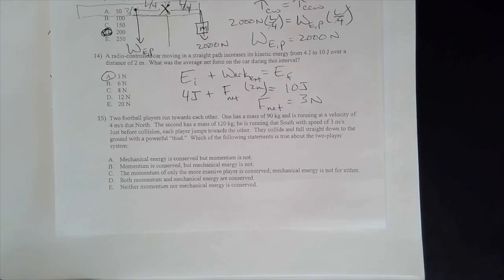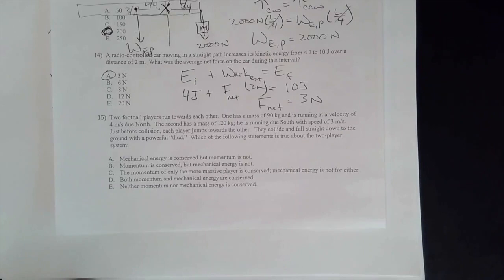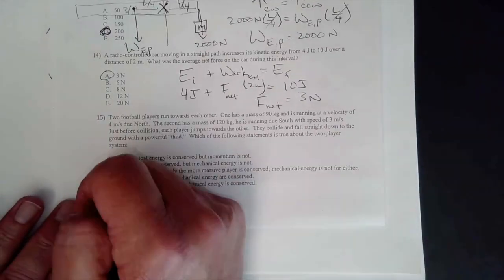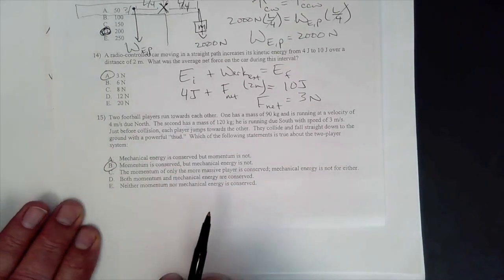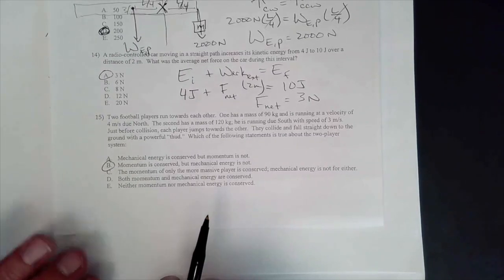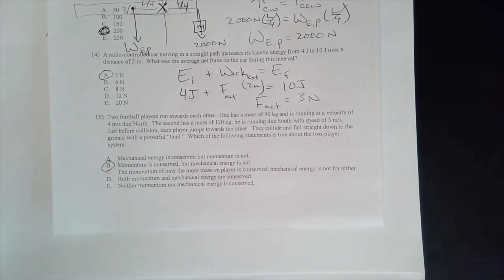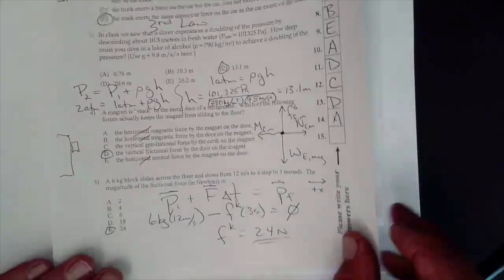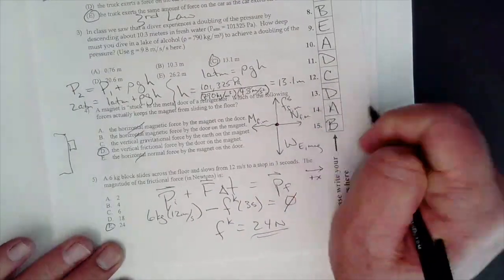This is exactly the same problem that we had in the other sample exam, only with Steve Iger and Greg Francis. And what we found is that the momentum is conserved, but mechanical energy is not. Okay, clearly you can see that mechanical energy, which is kinetic and potential, is not, because they had energy and then they stopped. But momentum is always conserved in every collision. So I'm going to put the answer B, and that is our sample exam.